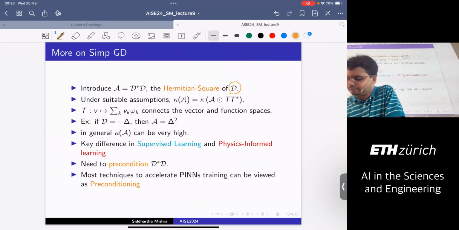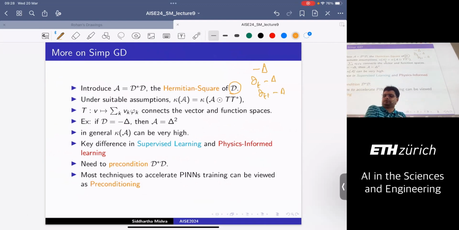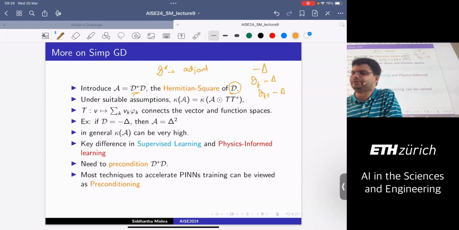So this is the differential operator. Just think this could be the Laplacian, this could be the heat equation, this could be the wave equation, whatever. This is the sort of family of this differential operator. And then in functional analysis, in PDEs and so on, there is an object which is called the Hermitian square. It is like applying this differential operator twice, okay? Except that this D star here is what is called the adjoint of a differential operator. It's just a generalization of the matrix transpose.